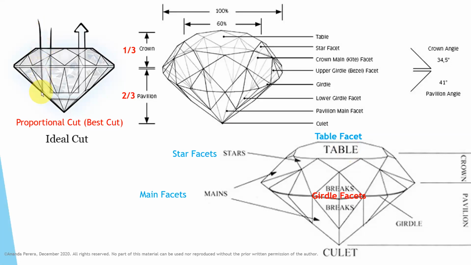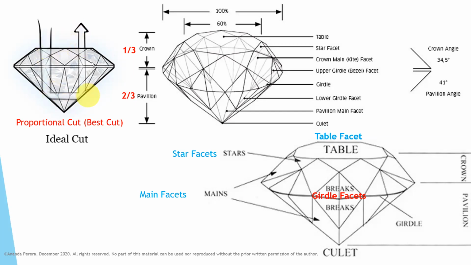From the table facet, the light comes inside the stone. Then it reflects to the other side, then it reflects again and comes out through the table facet. When the light is coming in this way, these light rays are collecting the color inside the stone and bring it to us. Then we can see the stone well.